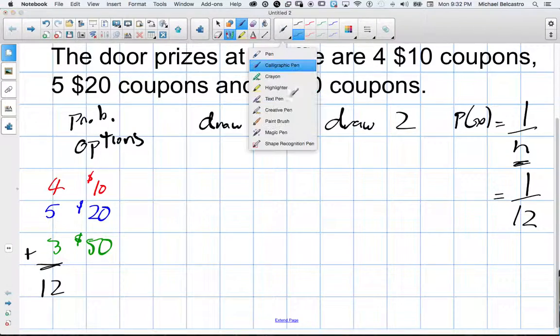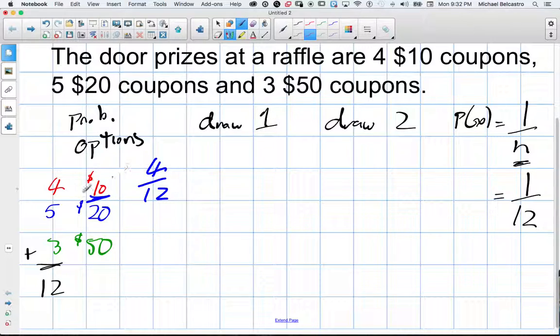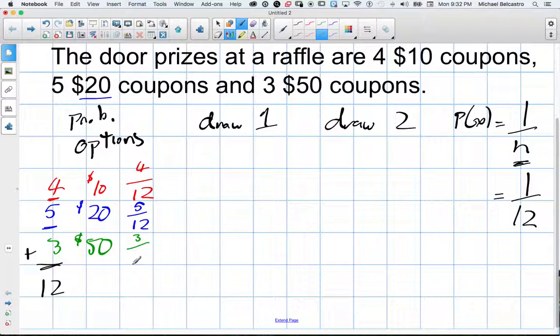Now, a 1 in 12 chance occurs for drawing one ticket, but remember there are 4 $10 tickets. So if I was to draw a $10 ticket, I have a 4 in 12 chance. That's the probability of a $10 ticket. We figure out how many of them there are, 4, and how many total tickets there are, 12. What about getting a $20 coupon? Well, there are 5 tickets, so a 5 in 12 chance. And what about a $50 coupon? Well, there are 3 of those out of 12.